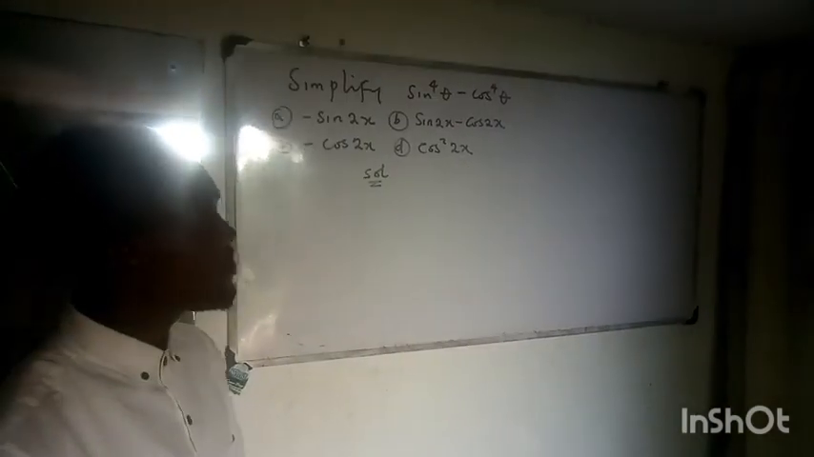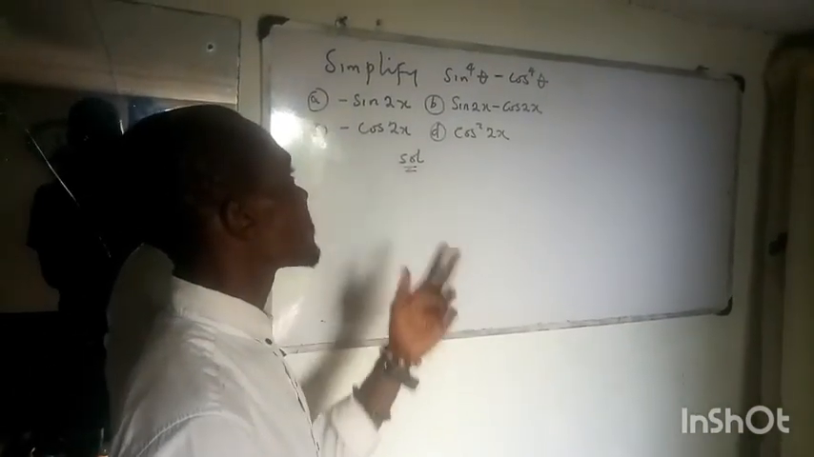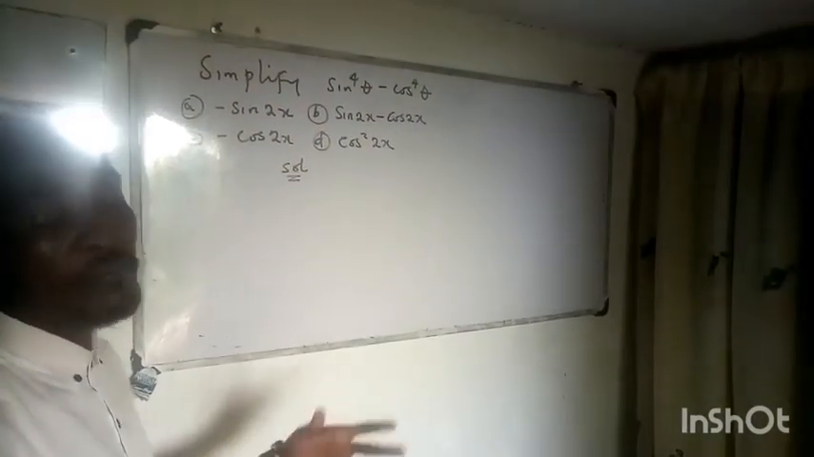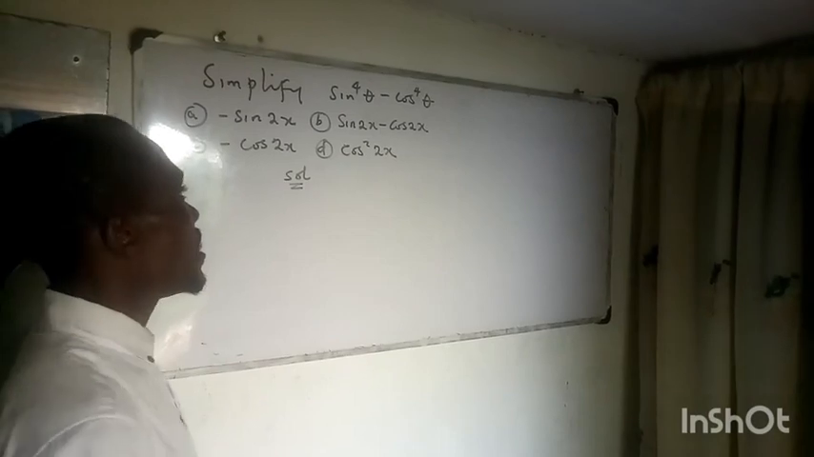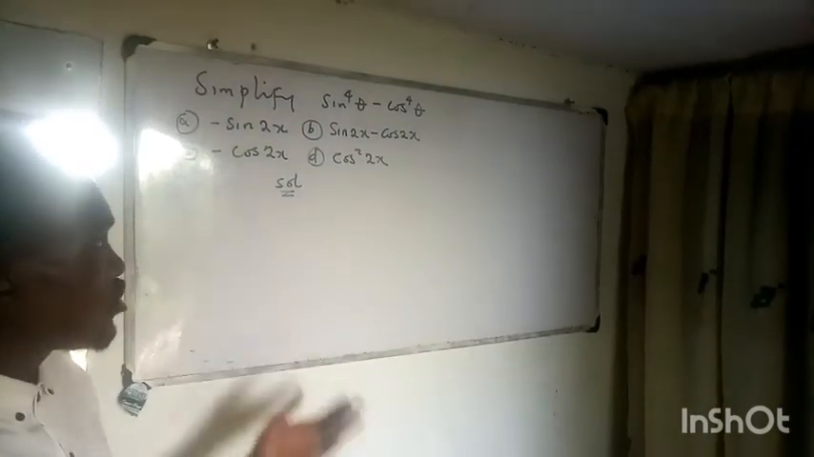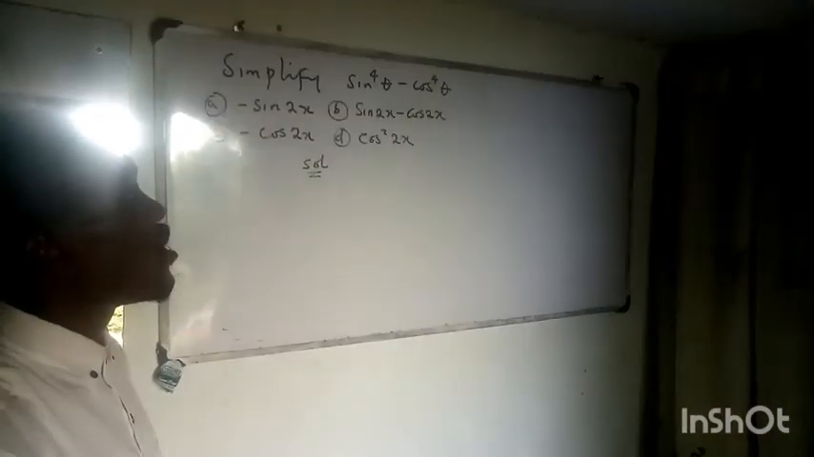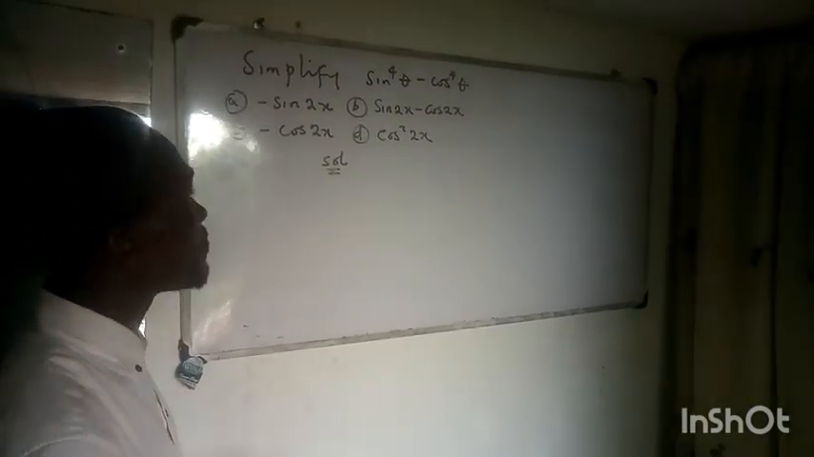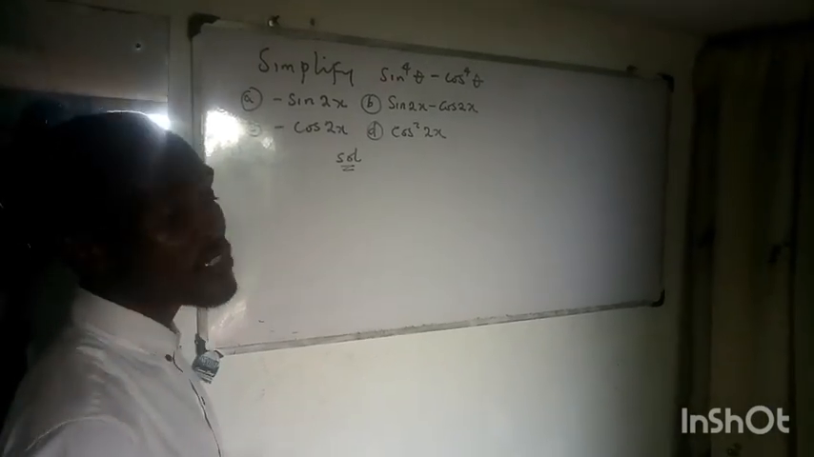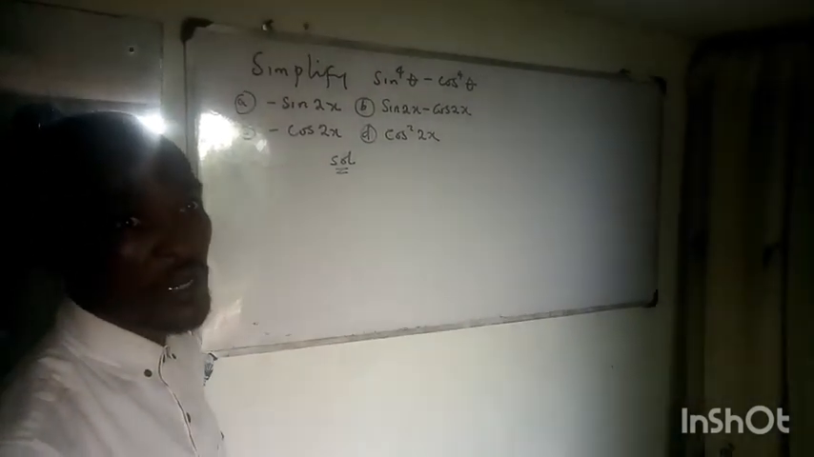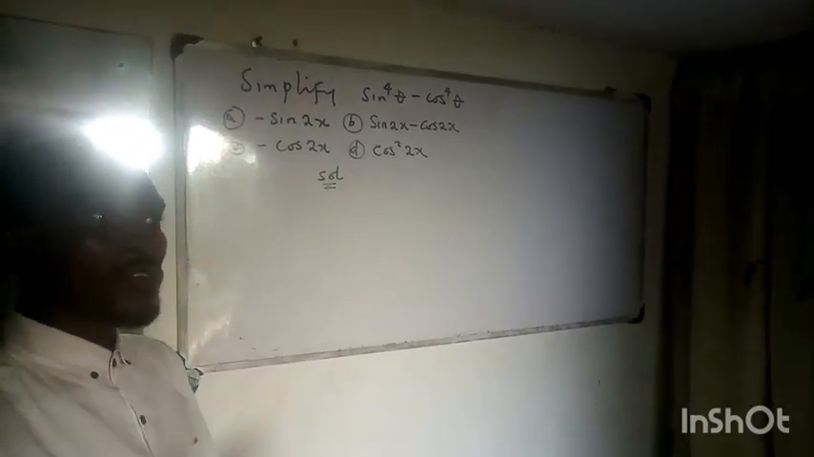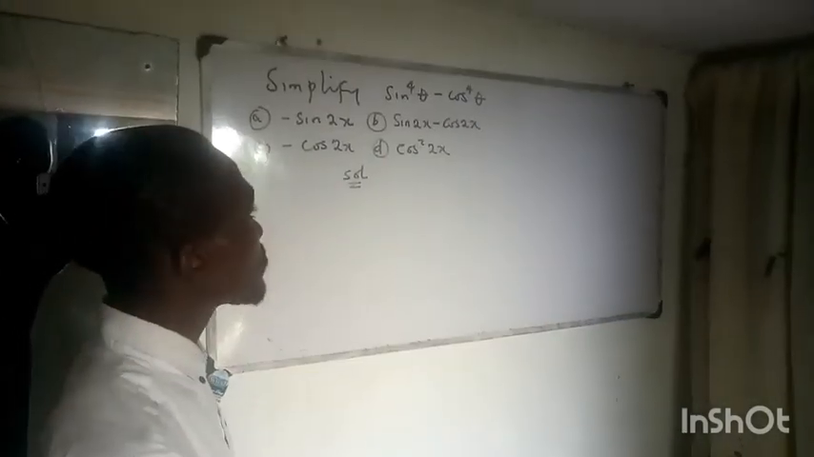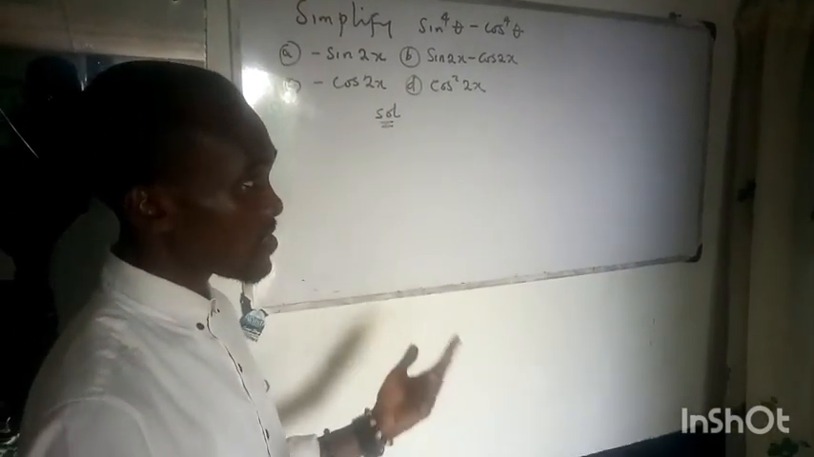Now we have: simplify sine to the 4th power theta minus cos to the 4th power theta. Now, one of the ways we can do this is to form a binomial expansion of sine theta minus cos theta always to the 4th what? Power, and then write the expression for the binomial expansion of the 4th power. But that is going to be quite long.